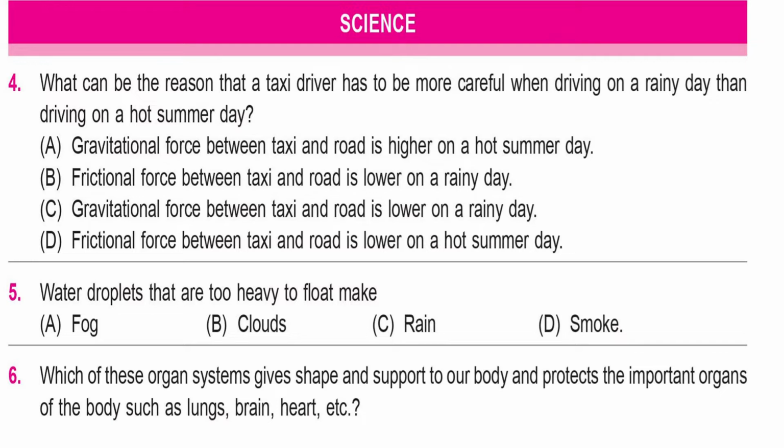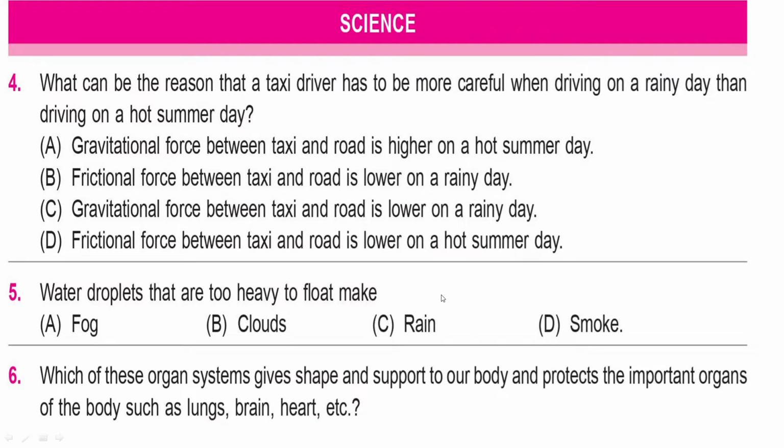You will learn about frictional force and other forces in your 4th chapter. Okay, come to the next question. Question number 5. Water droplets that are too heavy to float make what? Option A fog, option B cloud, option C rain and option D smoke. When water droplets are too heavy to float, it makes rain. So the correct option will be option C, rain.